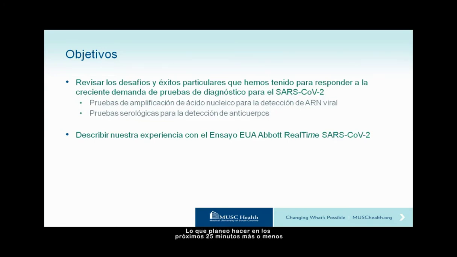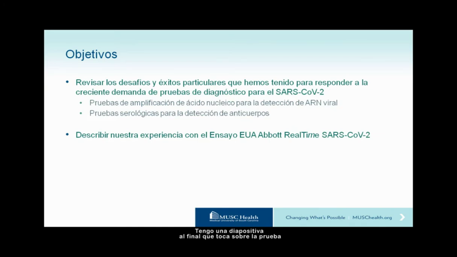What I plan to do in the next 25 minutes or so is review the particular challenges and successes that we have had in responding to the increasing demand for diagnostic testing for SARS-CoV-2. I'm going to spend most of my time talking about nucleic acid amplification tests for detection of viral RNA.